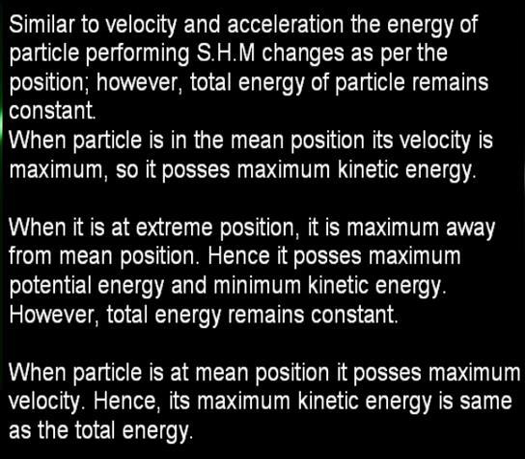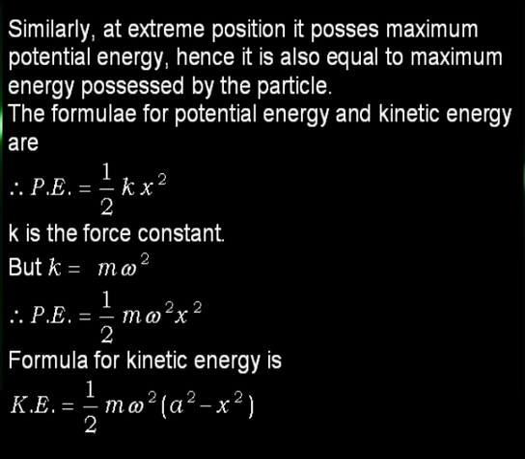When the particle is at mean position, it possesses maximum velocity. Hence, its maximum kinetic energy is same as the total energy. Similarly, at extreme position, it possesses maximum potential energy. Hence, it is also equal to maximum energy possessed by the particle. The individual formulae for potential energy and kinetic energy are: potential energy is equal to 1/2 kx square, where k is the force constant.